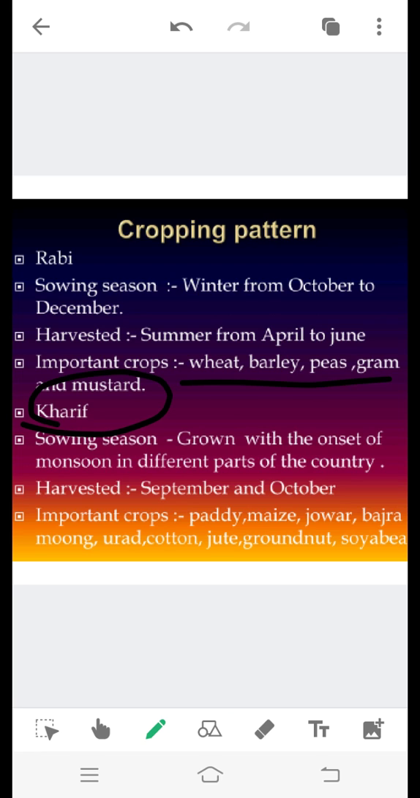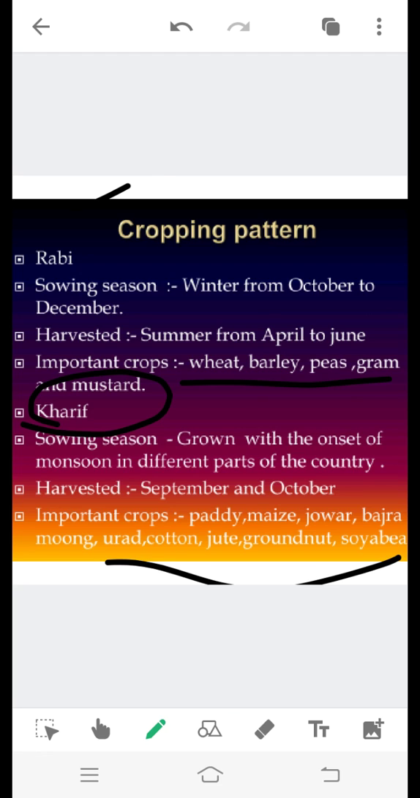Coming to the next one, Kharif. What does Kharif mean here? Again, it is an Arabic word which means autumn. The sowing season is in the months from July to October, at the onset of monsoons in some parts of the country. It's harvested in September and October. Important crops are paddy, maize, jowar, bajra, moong, urad, jute and soya bean. I hope you are clear.